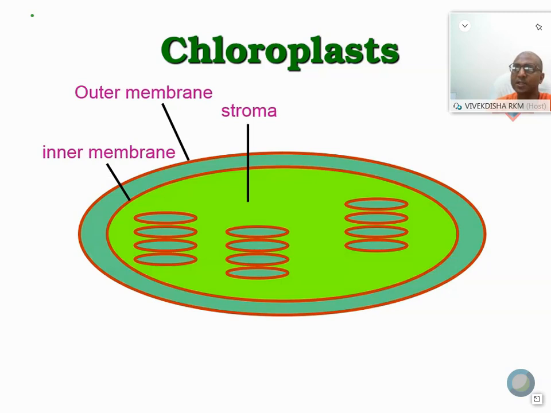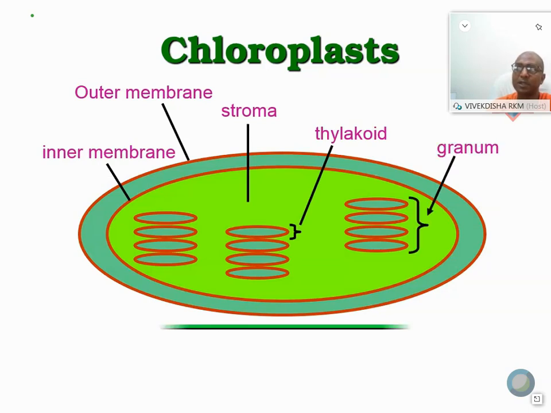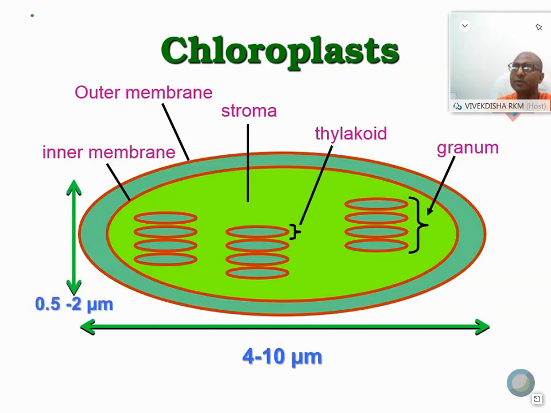Stroma is the jelly-like substance or matrix present inside the chloroplast. Thylakoid is present, and granum and all those parts. Remember also the length and breadth. Generally the length is 4 to 10 micrometers, and the width will be 0.5 to 2 micrometers.